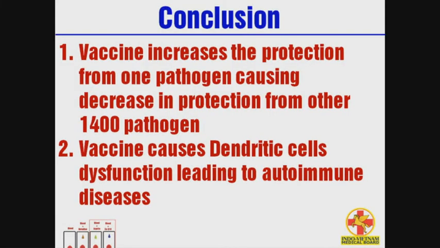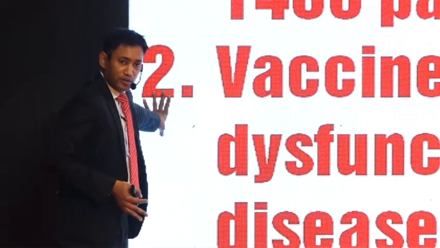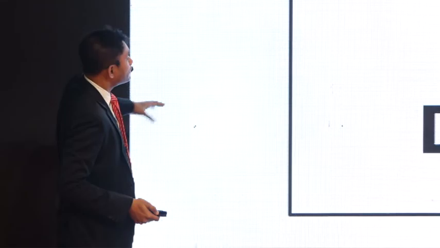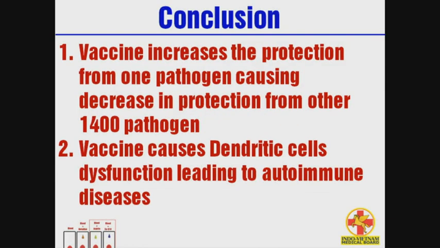Vaccines cause dendritic cell dysfunction leading to autoimmune diseases. These are the truth which you can verify from this latest book. Very interesting, you must read, right? So now the interesting part of this training.